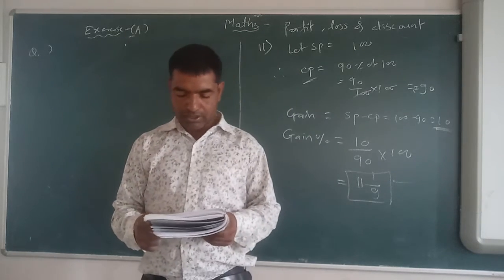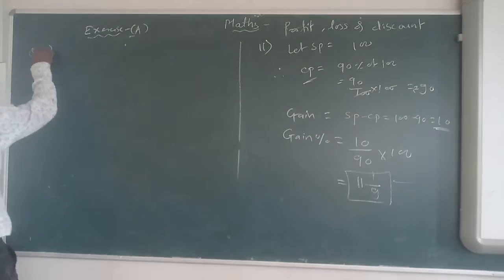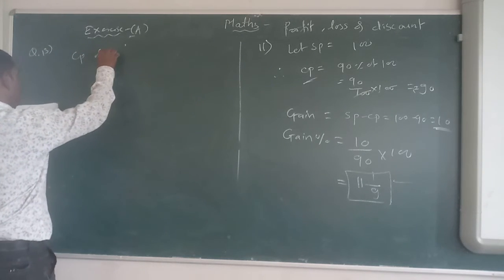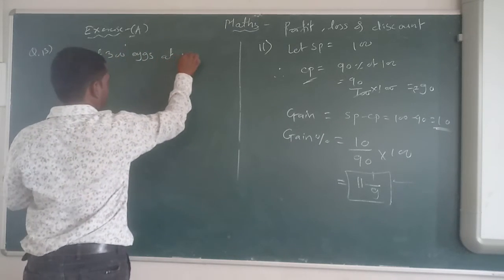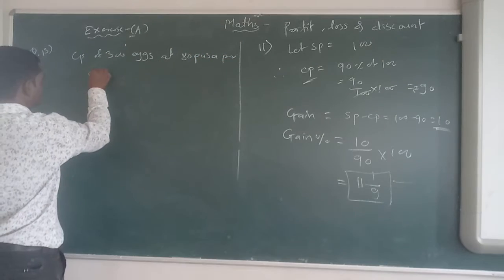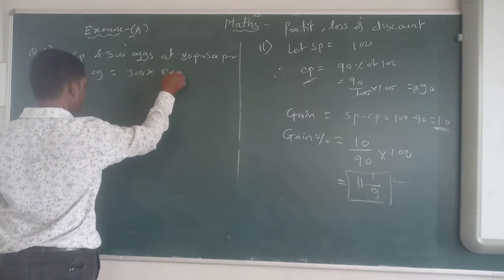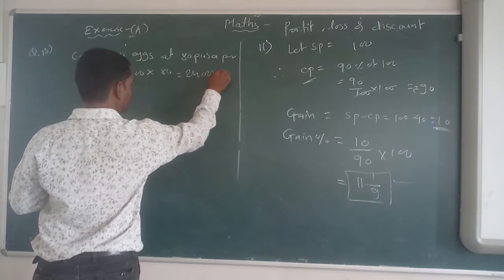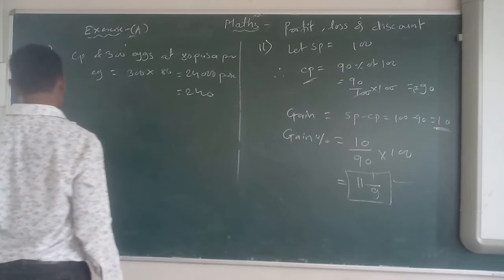We have to find the CP first, which is given for each egg. So CP of 300 eggs at 80 paisa per egg is equal to 300 into 80, which will be 24,000 paisa, means 240 rupees.